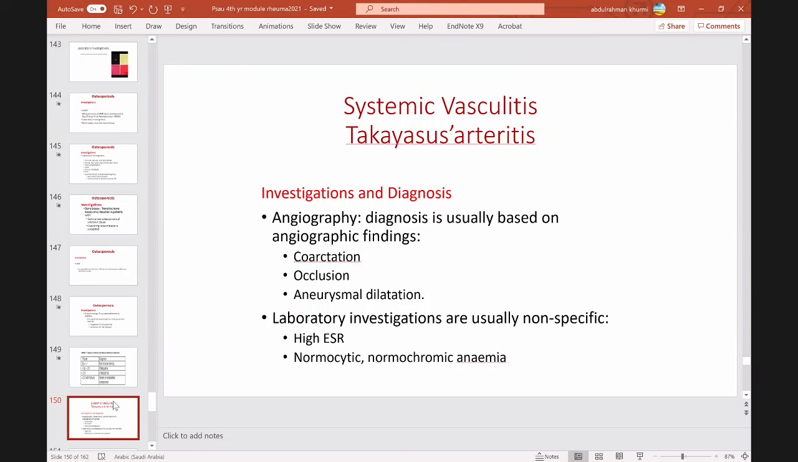It causes coarctation of the aorta and the subclavian and brachiocephalic arteries, the major arteries to the limb. You can hear very different blood pressure on both sides. In investigation, you do MRA, angiography, and CT angiography. You see the aneurysm, dilatation, and occlusion. Labs are non-specific, but you will have high ESR and anemia as well.